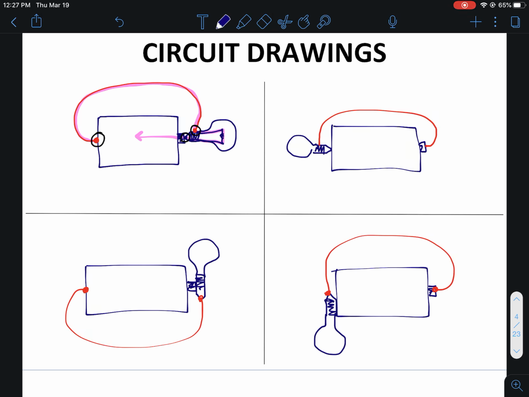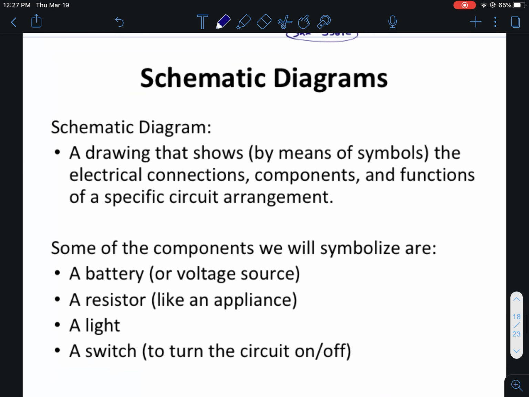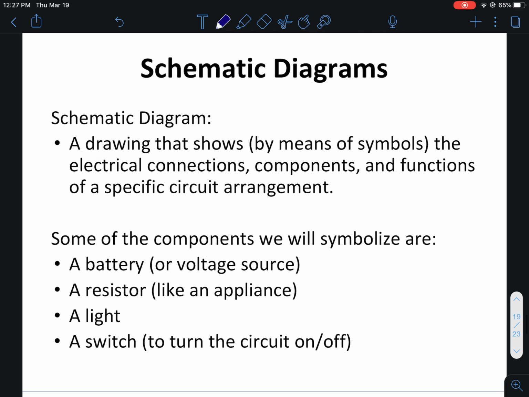They want a very detailed but very basic and kind of universal way of drawing circuits, and so we call those schematics. Blueprints, you might have heard of blueprints. Blueprints utilize these schematics. Okay, so basically what a schematic drawing, or schematic diagram, is, is it uses symbols to show the different electrical components.